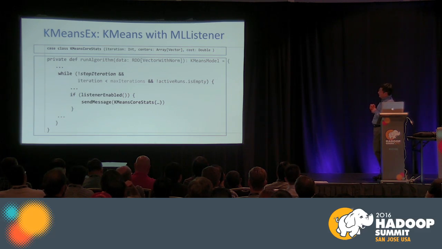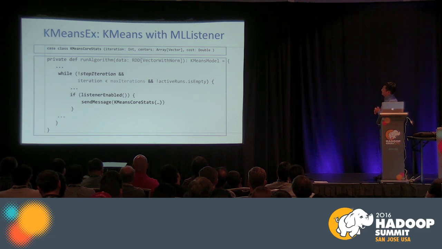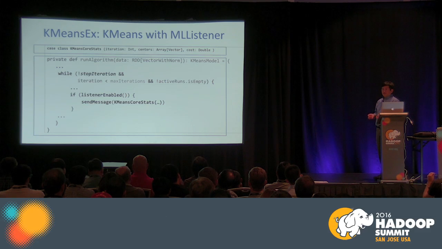The message I send is different for each algorithm. For k-means, I care about a couple of things. One is, what's the iteration right now? That's the iteration integer. The second is, what's the cost associated with this iteration? And the third is, what are the centroids of this k-means algorithm? So that defines a case class called KMeansCoreStat. I basically construct that and send it over at each iteration.